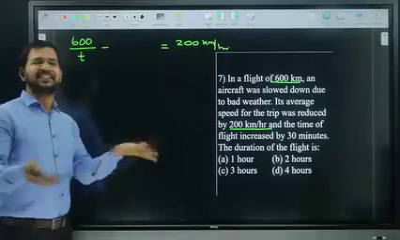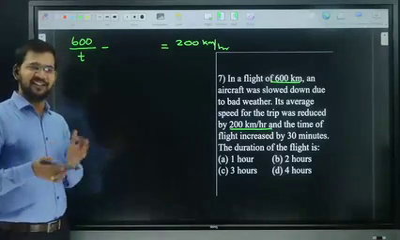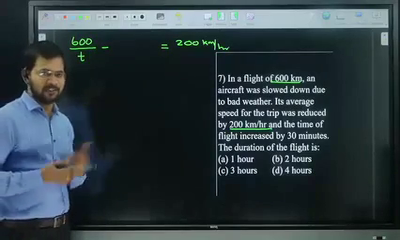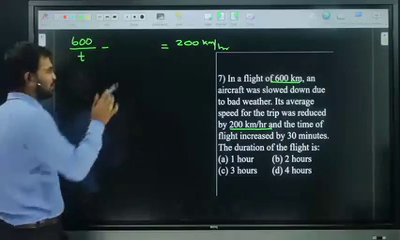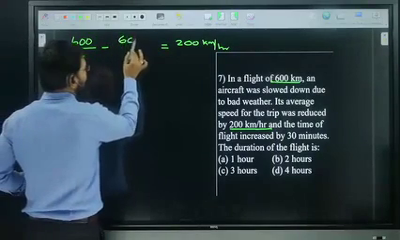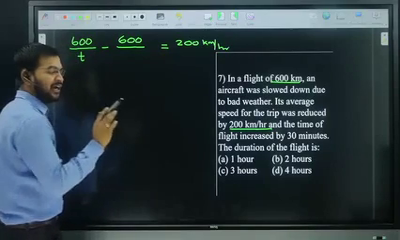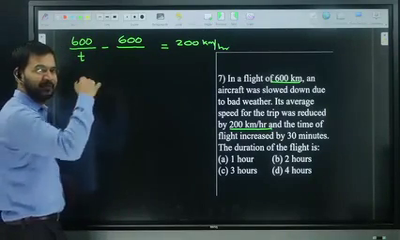Also the distance is the same. Whether the weather is good or not, the destination and the source place are the same. It's not different. So due to bad weather also you have to cover 600 kilometers only. But due to bad weather, the flight speed is reduced. That is the reason it will take half an hour extra compared to the previous one.